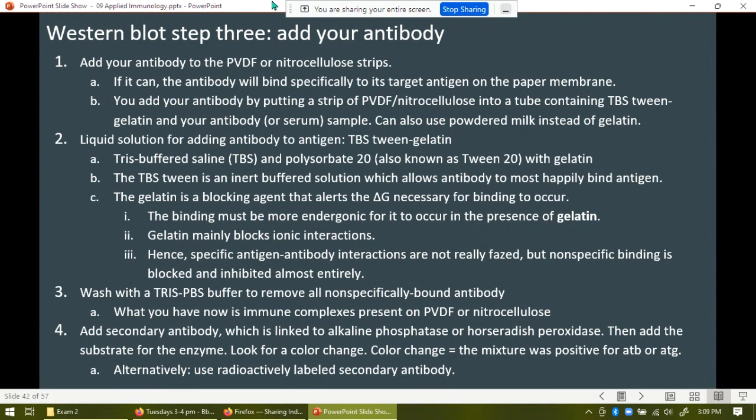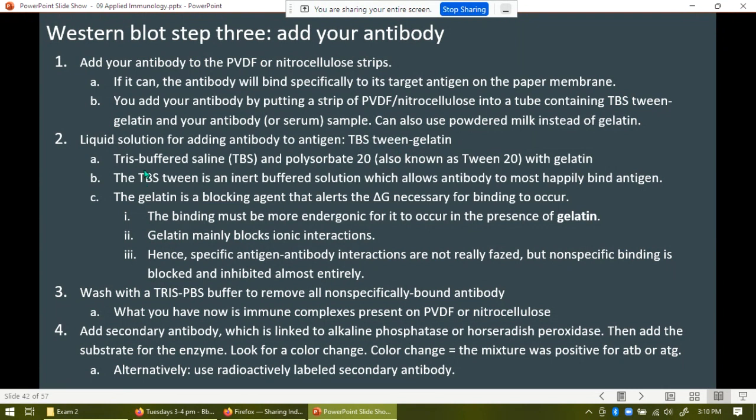The PVDF and the nitrocellulose, and probably also the antigen, all have somewhat of an ability to bind to antibody, right? So you want to make it harder for antibodies to bind, and that is called blocking. You want to block non-specific interactions between the antibody and the membrane. The way you do that is you use TBS Tween gelatin, or you can also use TBS Tween with powdered milk, which is like another inert substance that will block antibody binding.